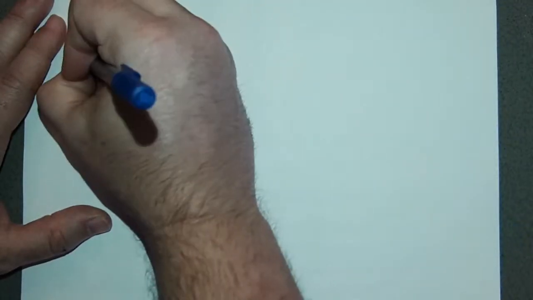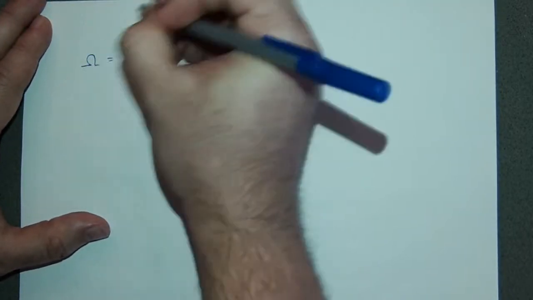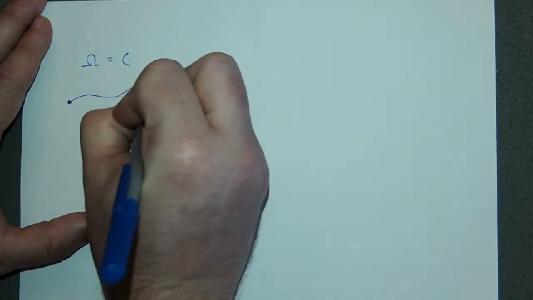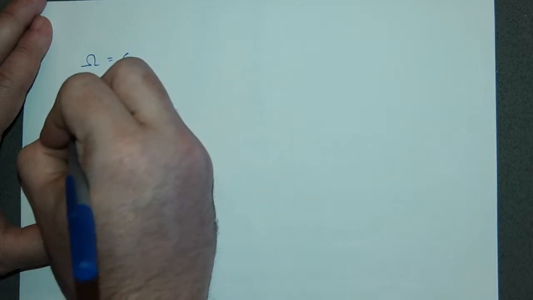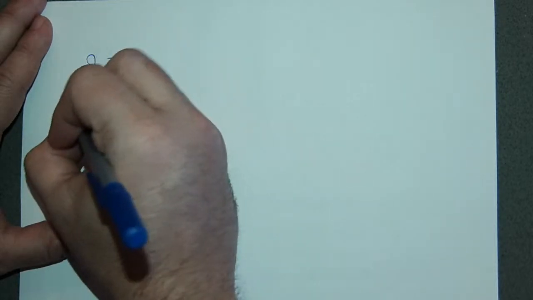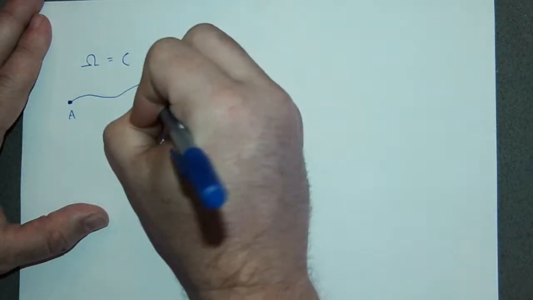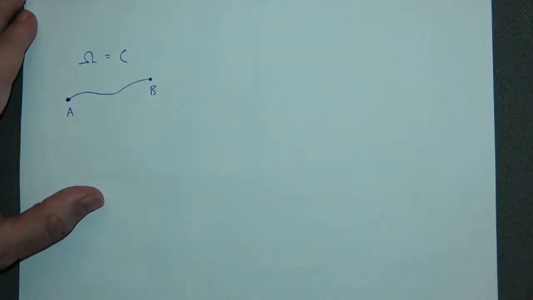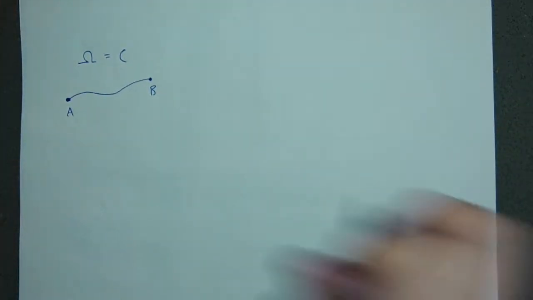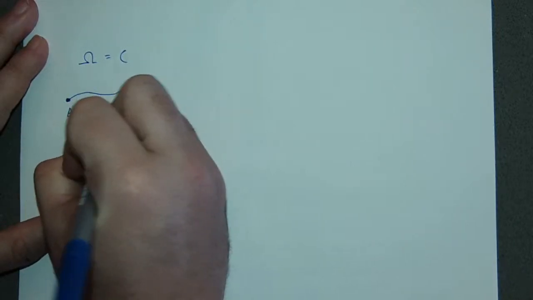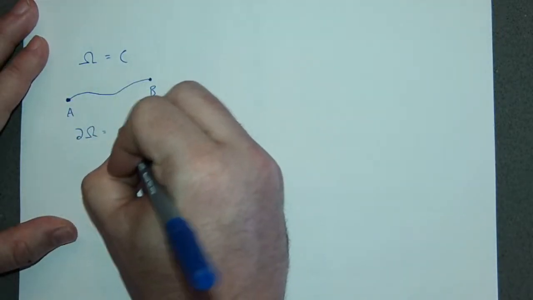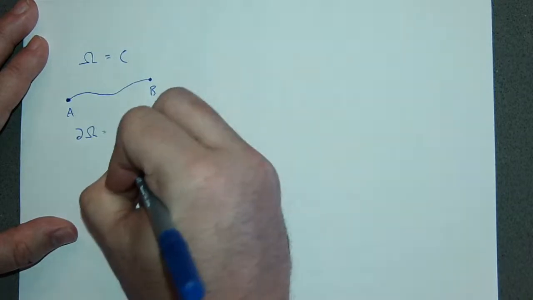What about the case that omega is a curve C like this? All right, so here's my point. We'll call this A, call this point B. So omega is still one-dimensional. We still have signed difference of points here, but now they're not points along an interval, they're points A and B like this.